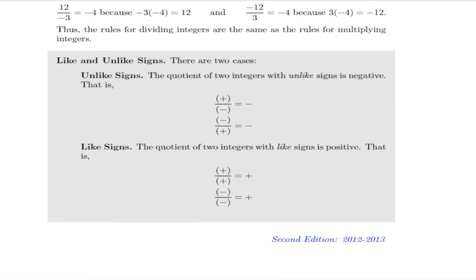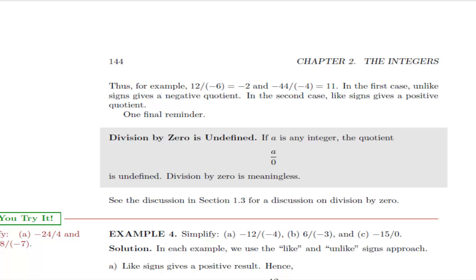Like and unlike signs. There are 2 cases. Unlike signs. The quotient of 2 integers with unlike signs is negative. That is, a positive divided by a negative is negative, and a negative divided by a positive is negative. Like signs. The quotient of 2 integers with like signs is positive. That is, a positive divided by a positive is positive, and a negative divided by a negative is positive. Thus, for example, 12 divided by negative 6 equals negative 2 since we have unlike signs, and negative 44 divided by negative 4 would be positive 11 since we have like signs.